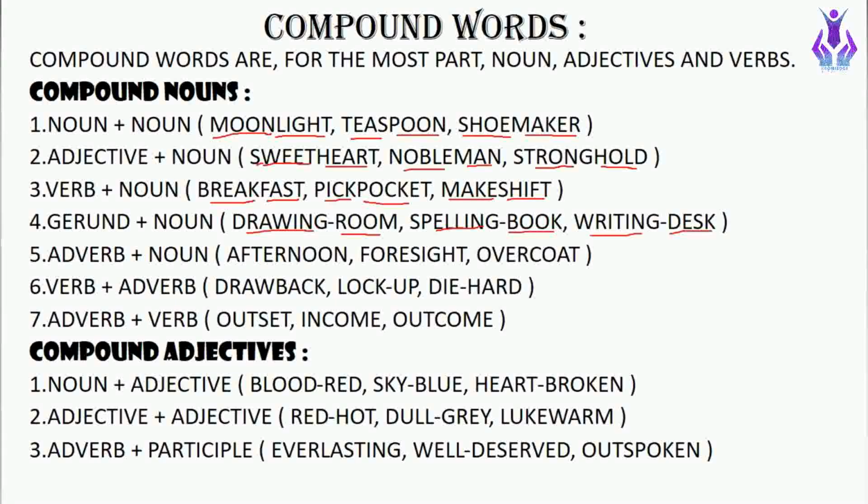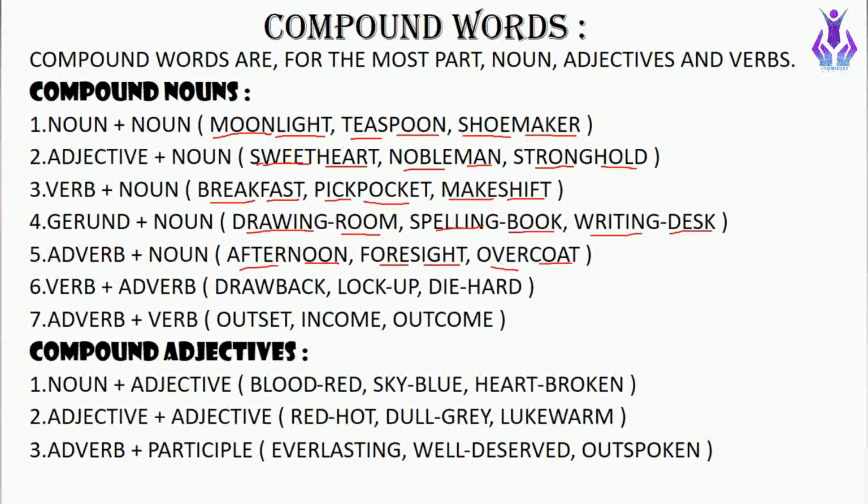The next is adverb and noun: after and noon, when we add these two, adverb and noun. The next is foresight. So here fore is adverb and sight is noun. The next is overcoat. In this we can add a preposition and noun as well. So for example, we can see over is our preposition and coat is our noun.